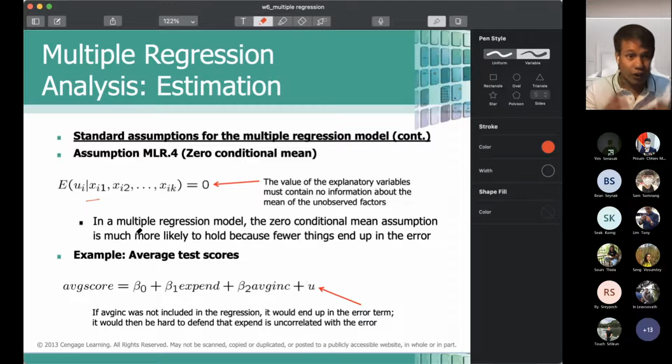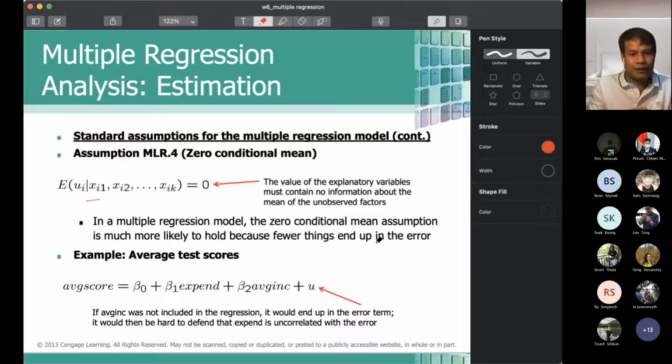All right. So hopefully you know what zero conditional mean is by now. In a multiple linear regression model, the zero conditional mean assumption is much more likely to hold. Why? Because we have fewer things end up in the error term. We incorporate more independent variables, unlike simple linear regression where you have only one independent variable.